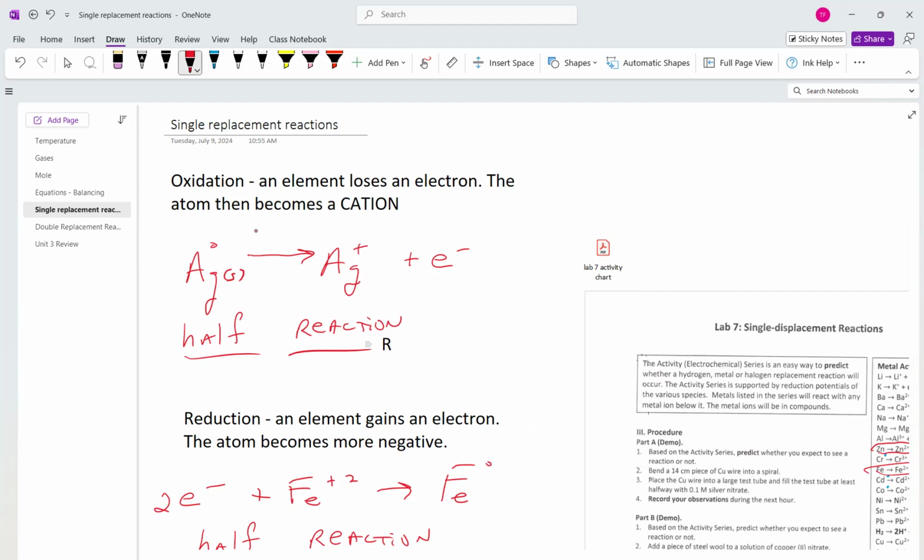So receiving electrons goes on the left. Donating electrons goes on the right. And this is also called a half reaction. This is the other side of the oxidation reaction, a reduction reaction. Now, what has to balance is the number of electrons.